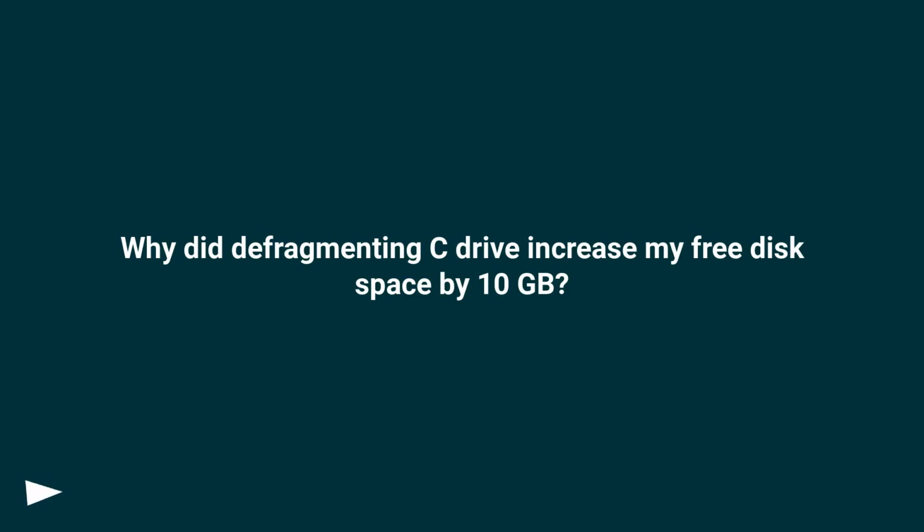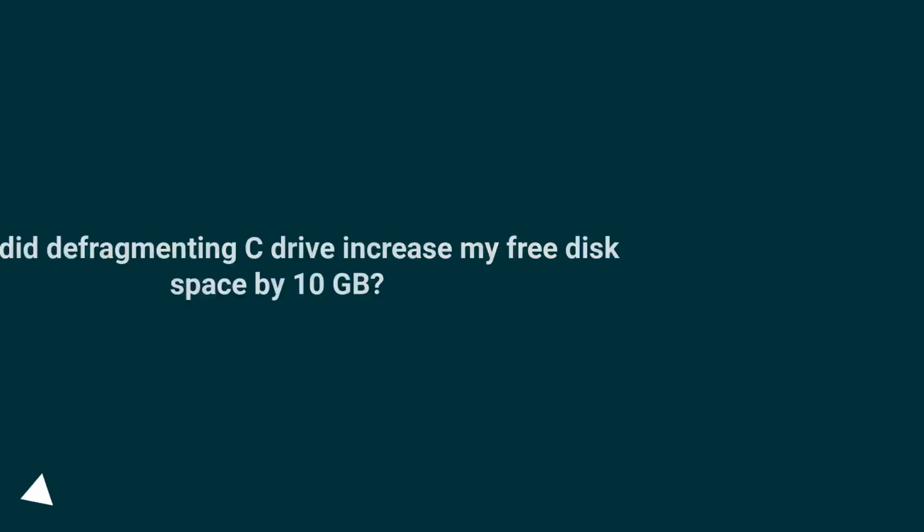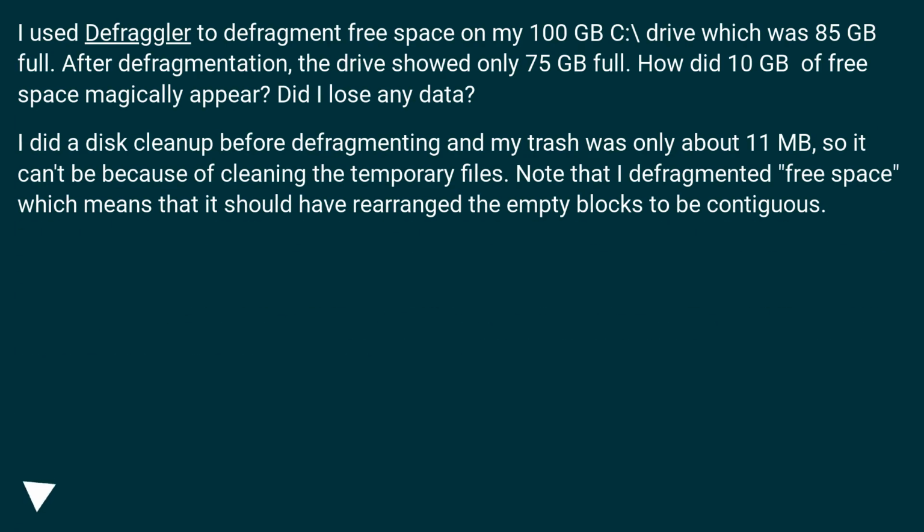Why did defragmenting C drive increase my free disk space by 10 GB? I used Defraggler to defragment free space on my 100 GB C:\ drive, which was 85 GB full. After defragmentation, the drive showed only 75 GB full. How did 10 GB of free space magically appear?